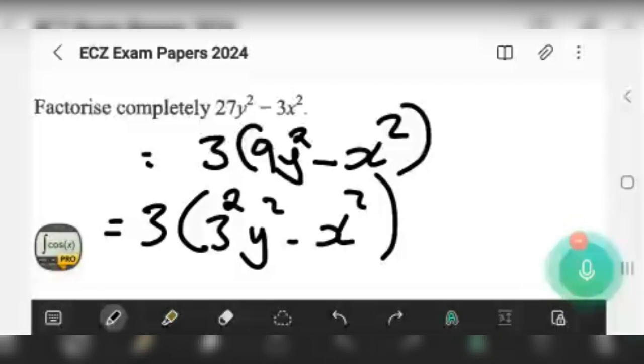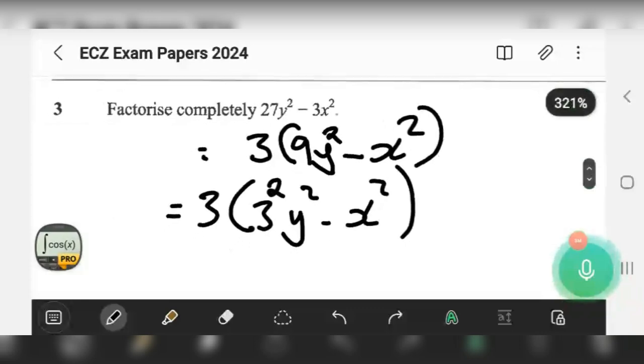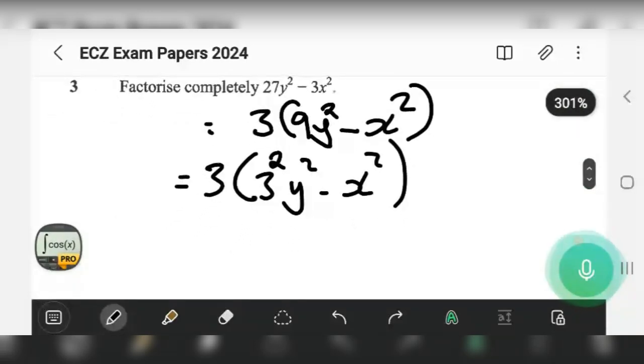So we've got a negative here. Have you seen this negative which is here? Yes, that one. So the fact that we have that negative, we will be able to work this out using the difference of two squares. Now the difference of two squares goes like this, okay?